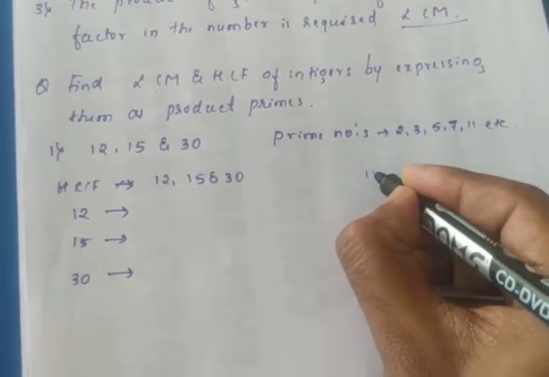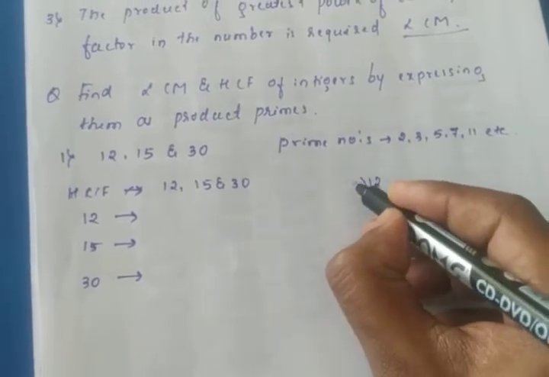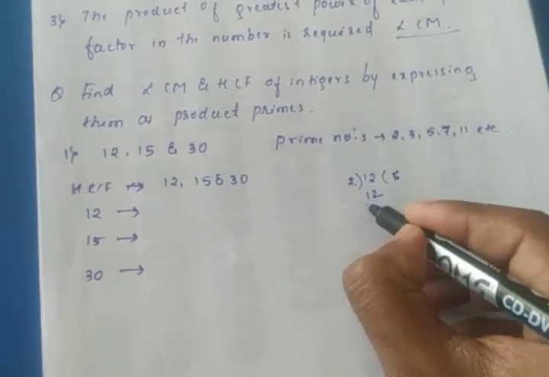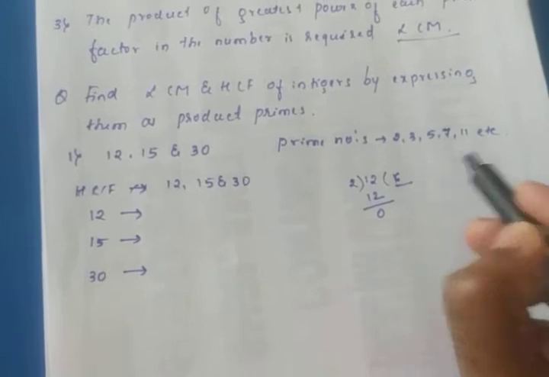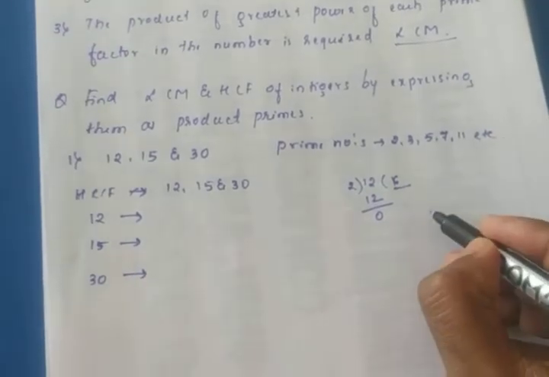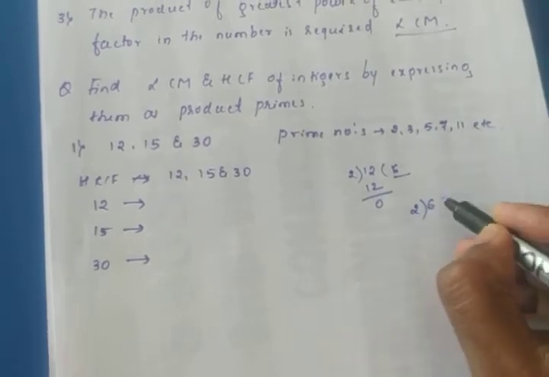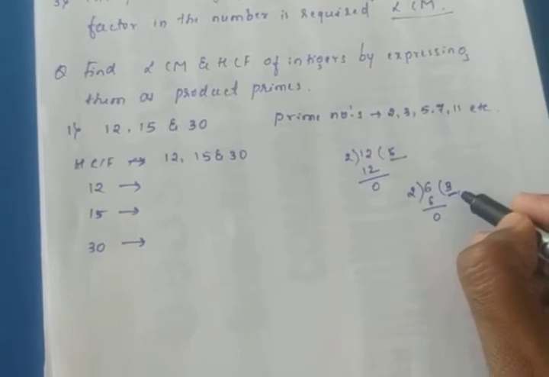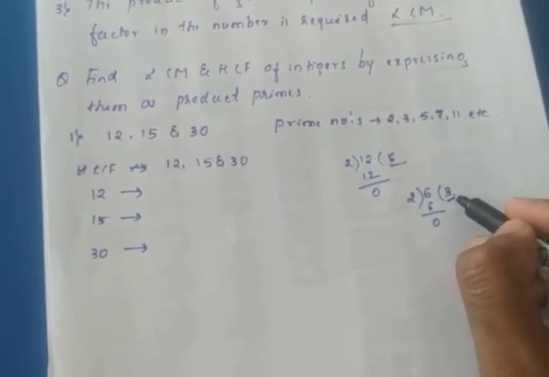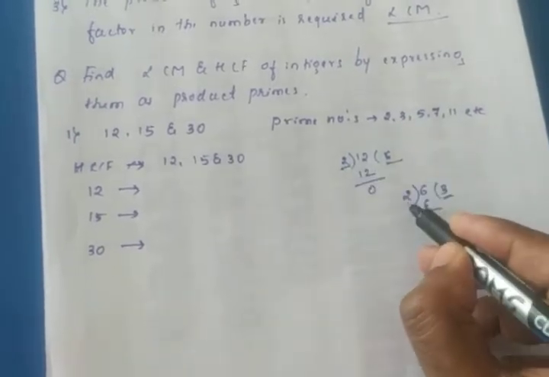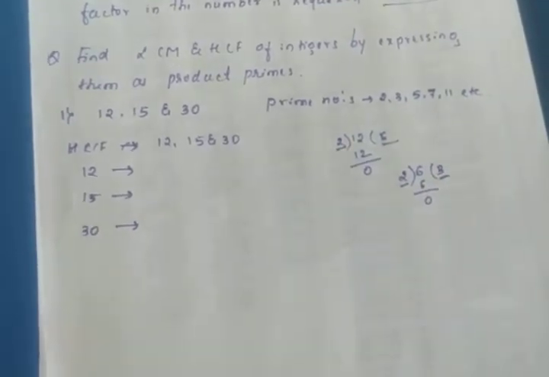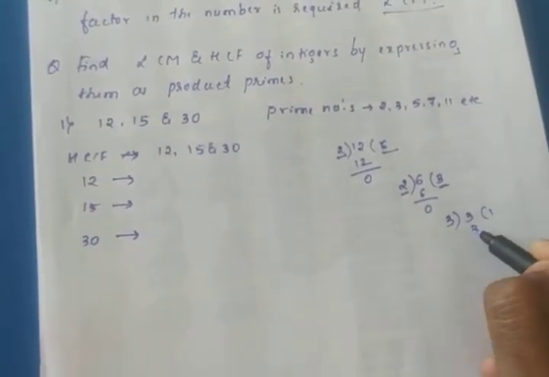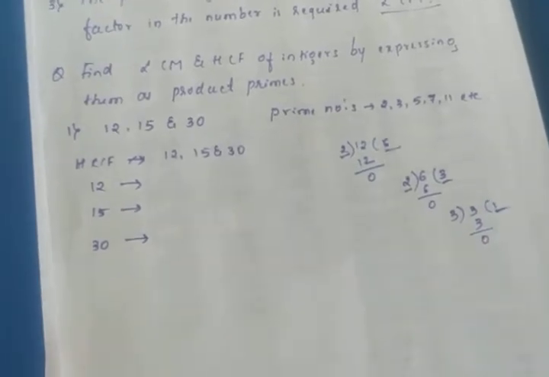Okay, if I take 12, the 12 is divisible by 2. 2 ones are 2, 2 sixes are 12, that is again 0. The quotient is 6, and again taking the 6, 2 threes are 6, that is 0. We have to keep dividing until the quotient is 1. So these numbers are your prime multiples. Again, 3 is divisible only by 3. So here we get the quotient as 1.